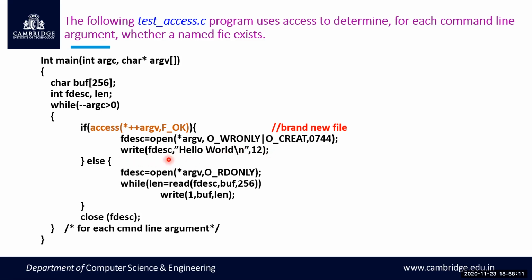So that is my write data to the same file. FDEC is the return value of the open function here. And I am writing how many bytes? 12 bytes. What is it that I'm writing here? Directly the content I'm writing, that is hello world.